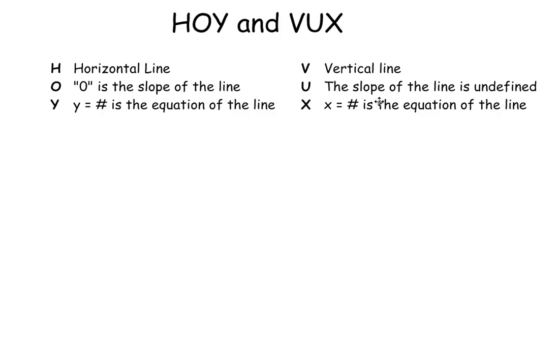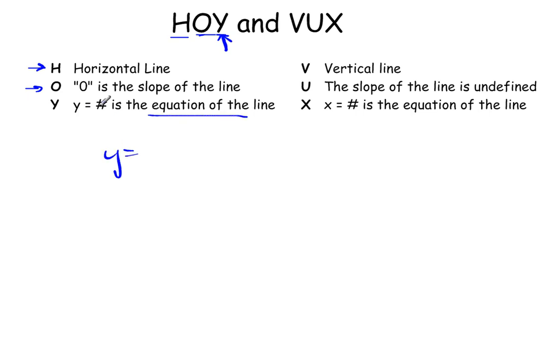All right, extra practice on Hoy and Vux. Hoy and Vux are just some anagrams that I made up, I don't know, when I was a student teacher or something, just to group certain things together. The Hoy stands for horizontal line. The O in Hoy is actually a zero, which is the slope of a horizontal line. And the Y part of it has nothing to do with the axis. It's the equation of the line.